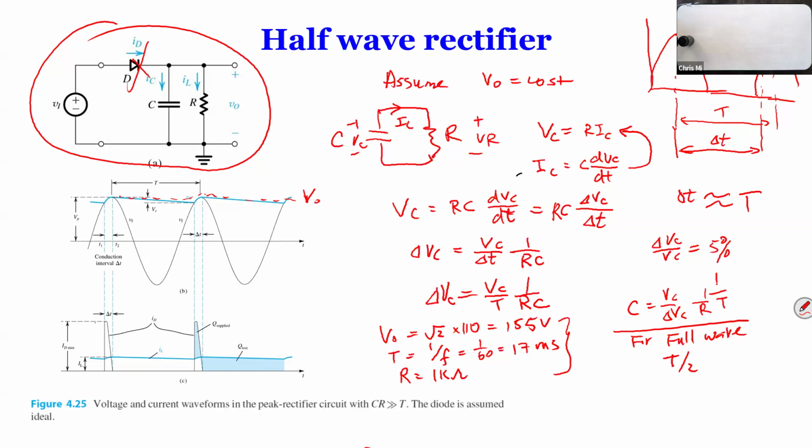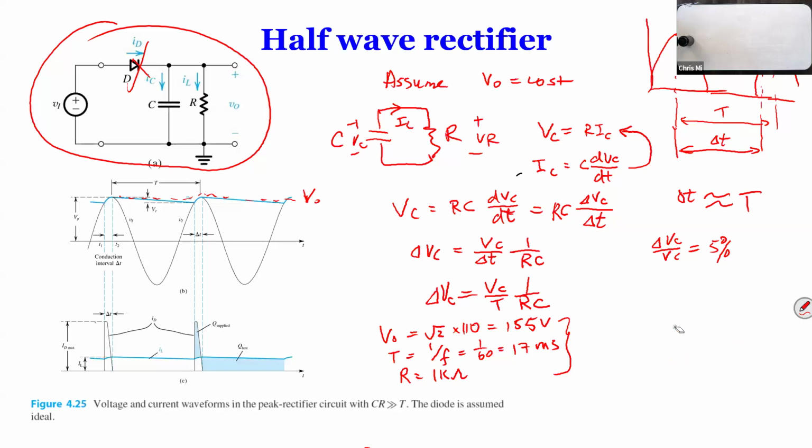Let's start over. So VC equal to RC. Sorry about that. IC is C dV over dt, so RC delta VC over delta T. Okay, so we'll find C, which is delta VC over T. Yeah, that's over T. Okay, VC times R. So that's C divided by R. Now I think we did something wrong here. Let's redo it.